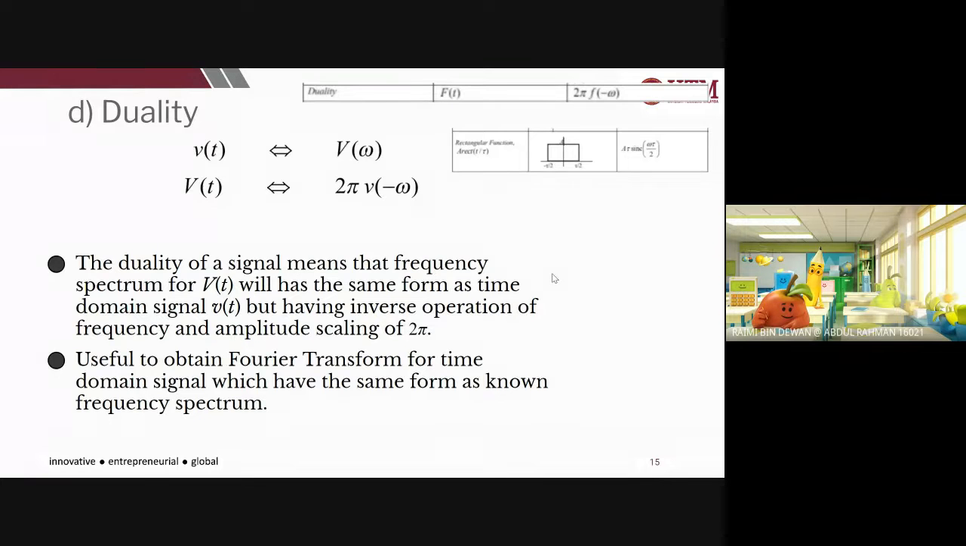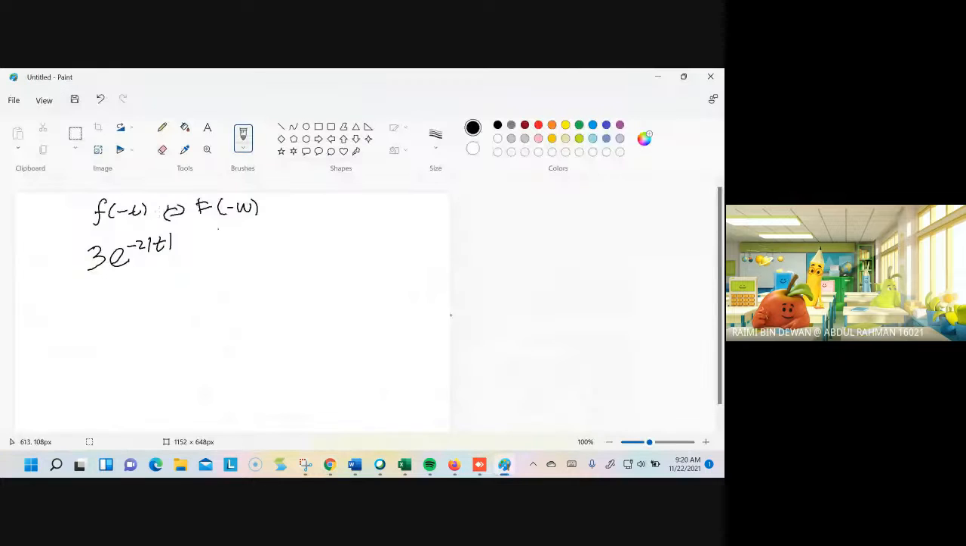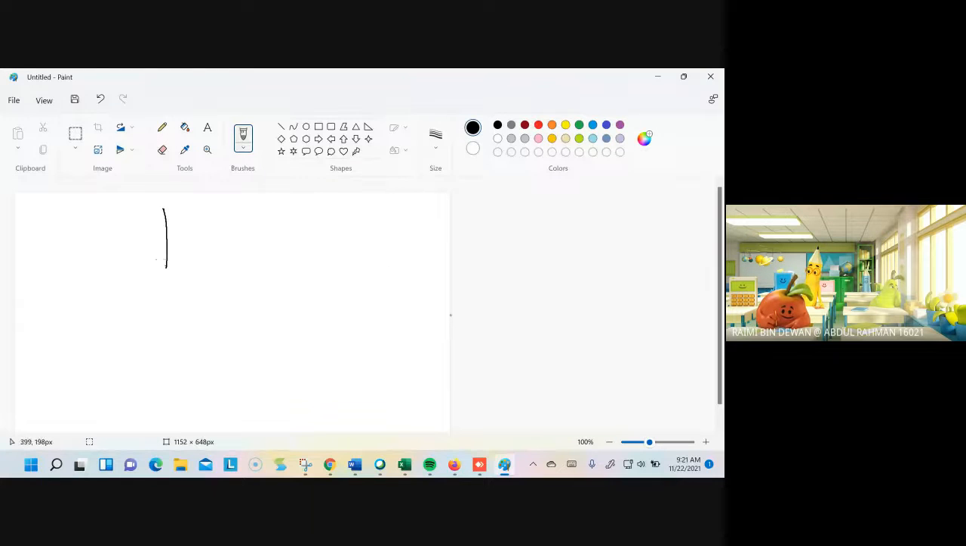The next operation is duality. Duality is when you have, for example, a similar shape in frequency domain. However, that signal was initially the characteristic of your time domain. For example, when you solve a rectangular, you will get a sinc function, right? Which is in the frequency domain.